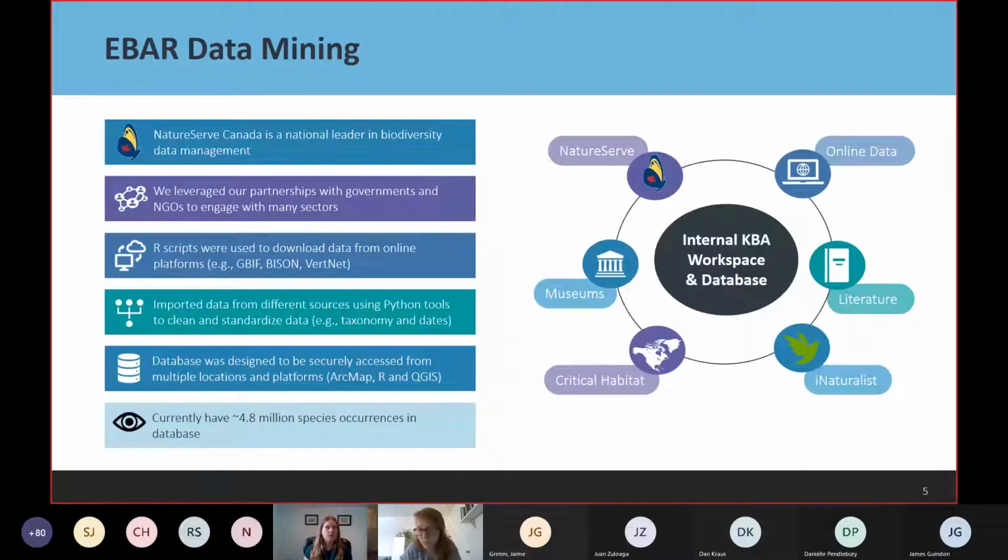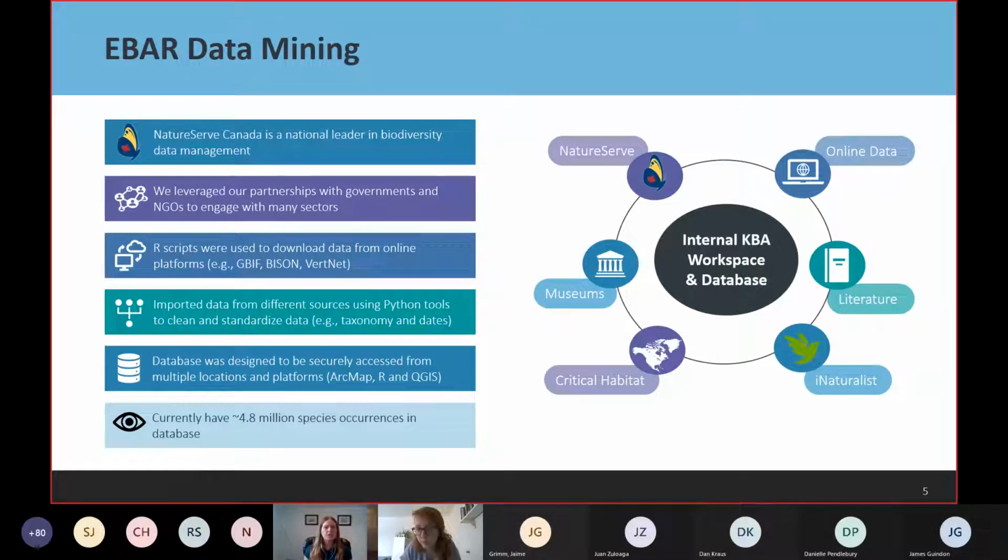So how do we actually go about creating all of these different ranges? Obviously we need to start with data mining. For those of you that are not familiar with us, NatureServe Canada is considered a national leader in biodiversity data management. So we were really able to leverage our existing partnerships with both governments and non-governmental organizations to engage with the wide variety of sectors that I've highlighted on the right of the slide.